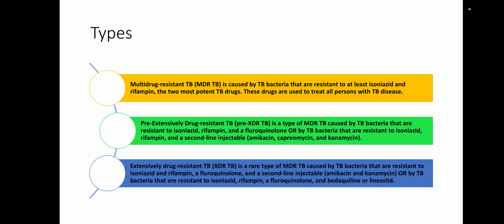The last type we have here is extensively drug-resistant TB. It is a rare type of multi-drug resistant TB caused by tuberculosis bacteria that are resistant to INH, rifampicin, fluoroquinolone, and second-line injectable amikacin and kanamycin, or by TB bacteria that are resistant to INH, rifampicin, fluoroquinolone, and bedaquiline or linezolid.